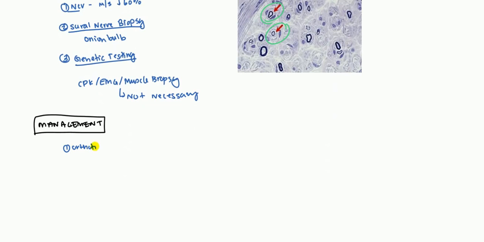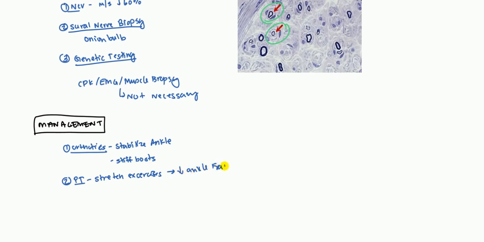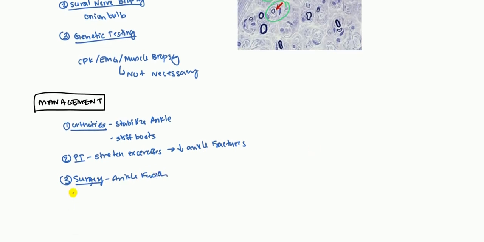What orthotics allow the patient to do is stabilize the ankle. You do this by giving these stiff boots, which go about mid-calf, and they provide the ankle with support to prevent the pes cavus that you may see and other symptoms that arise from the ankle. The other thing that you can do is start with physiotherapy. You can try stretch exercises, and this can help decrease the frequency of ankle fractures. Finally, if it gets severe, surgery is an option. Primarily ankle fusion is what they tend to do.